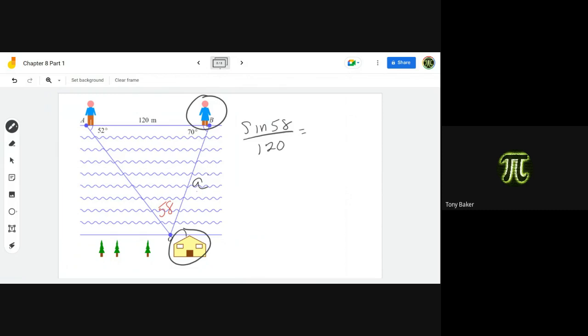So I have sine of 52 over A, which is the side that I'm looking for. So we can do our little cross multiplication there and solve. So we have sine of 52, sine of 58. And we get 111.5.